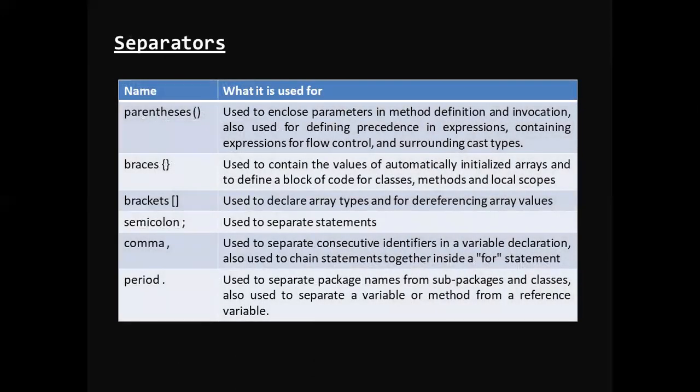Separators. Separators are symbols used to indicate where groups of code are divided and arranged. They basically define the shape and function of our code. Please find the list of separators and their functions. Parentheses, used to enclose parameters in method definition and invocation, also used for defining precedence in expressions, containing expressions for flow control, and surrounding cast types. Braces, used to contain the values of automatically initialized arrays and to define a block of code for classes, methods, and local scopes. Brackets, used to declare array types and for dereferencing array values.